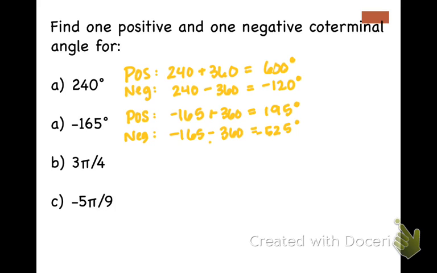Okay, so typically, most of the time, to get a positive coterminal angle, you're going to add 360. To get a negative, you'll subtract. There are a few exceptions, but most of the time, that's how it's going to work.